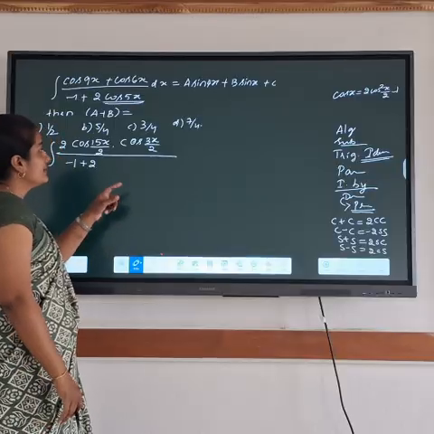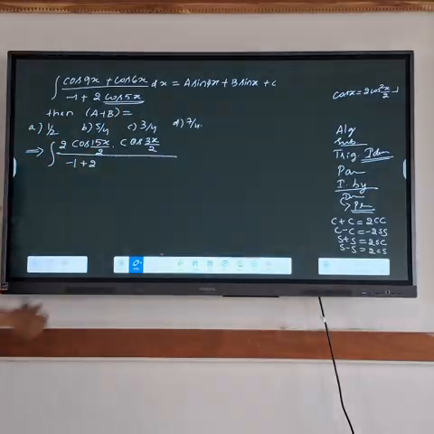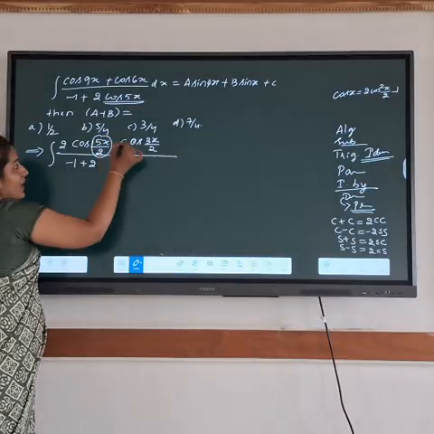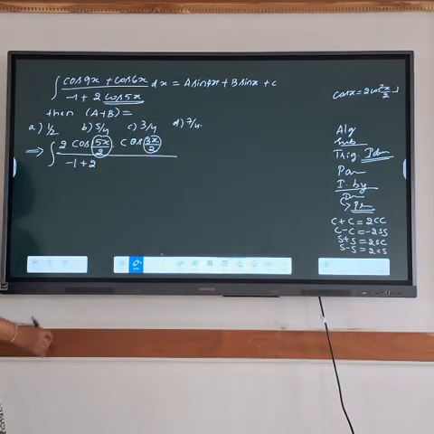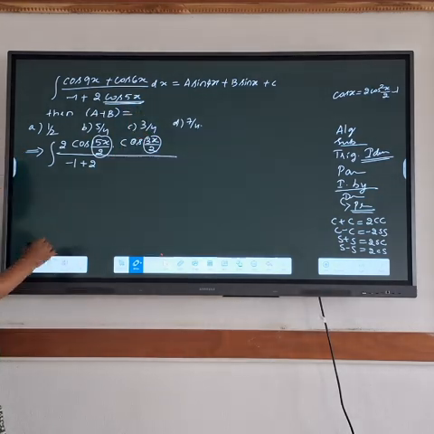Why are we using this here? Here 5x is there. In the numerator we have 15x by 2. Here the x we have reduced into half of that. That is the half angle formula. So it is understood that cos 5x we have to reduce with the half angle formula.